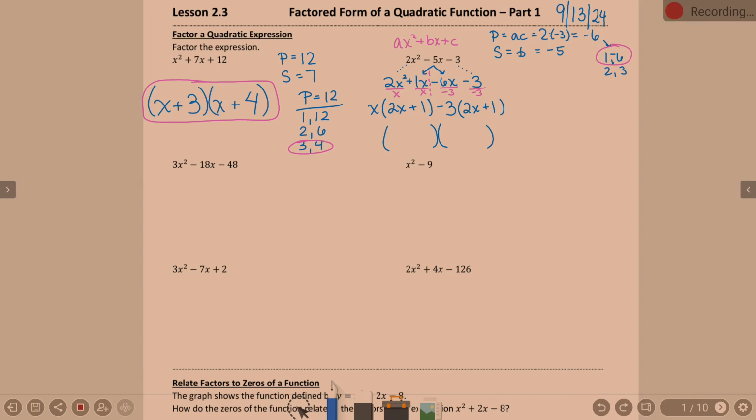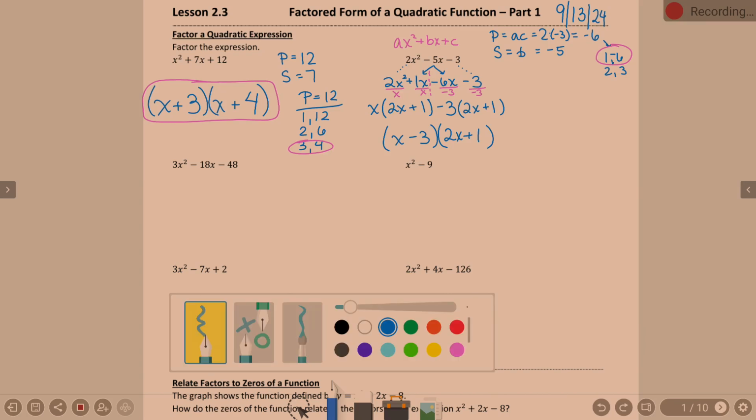It doesn't matter which order you do this. One of your parentheses are the GCFs. What were my GCFs? X and minus 3. That's one of your parentheses in your final answer. The other parenthesis is the matching parentheses. The matching parenthesis was 2x plus 1. So that 2x plus 1 represents the match. The x minus 3 were the GCFs. That is factored.